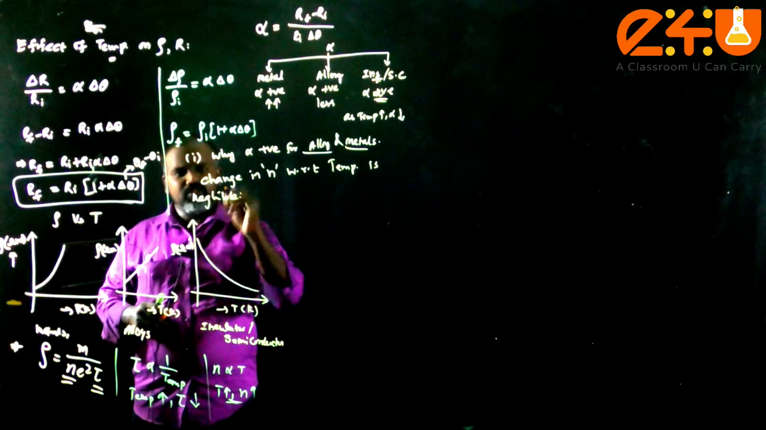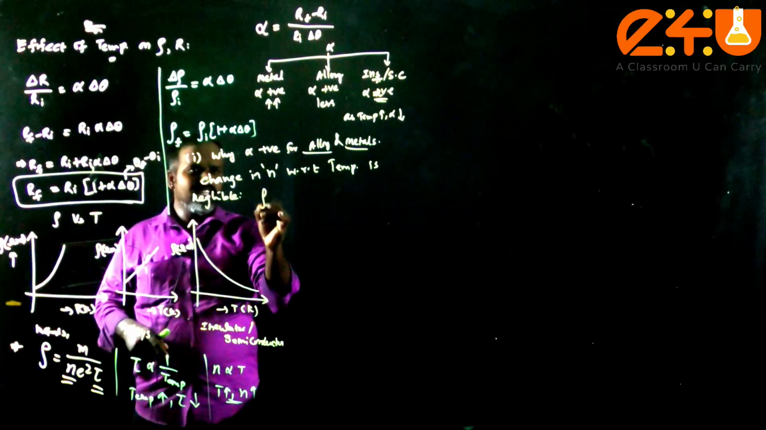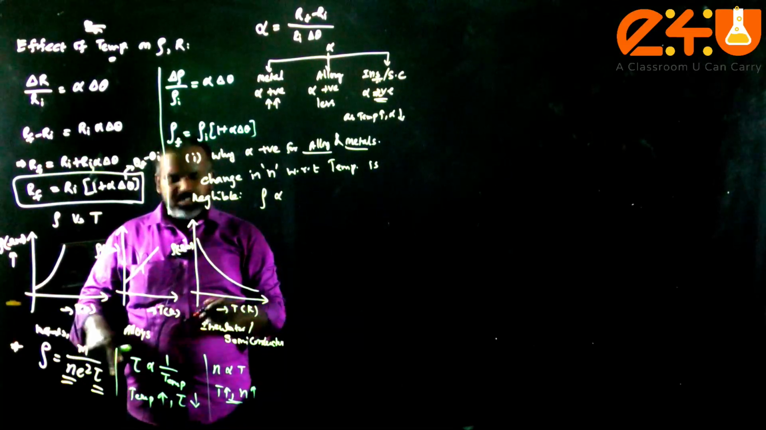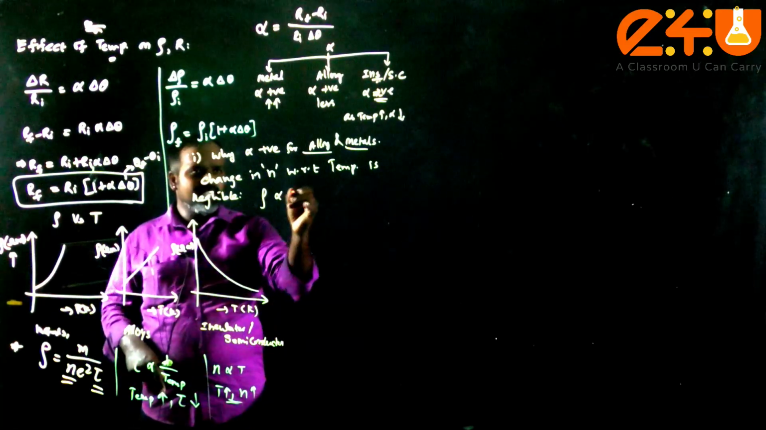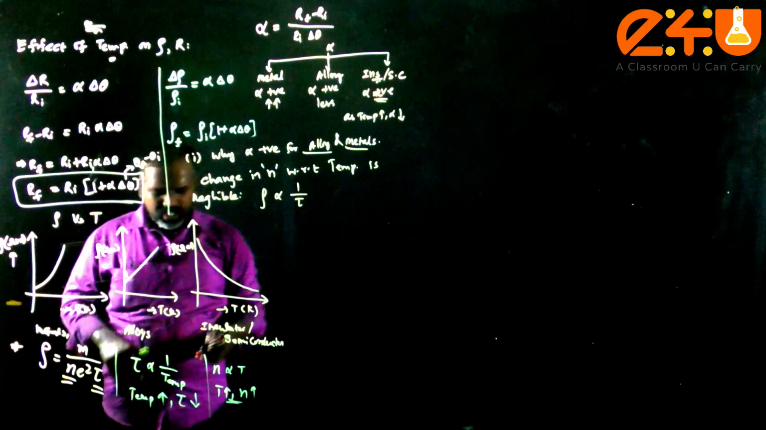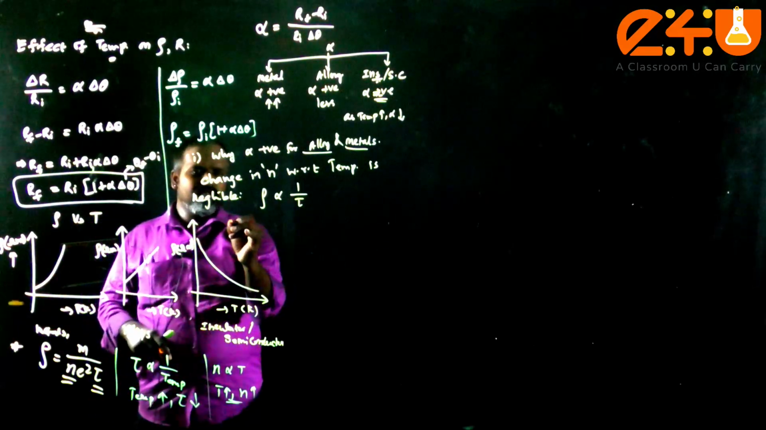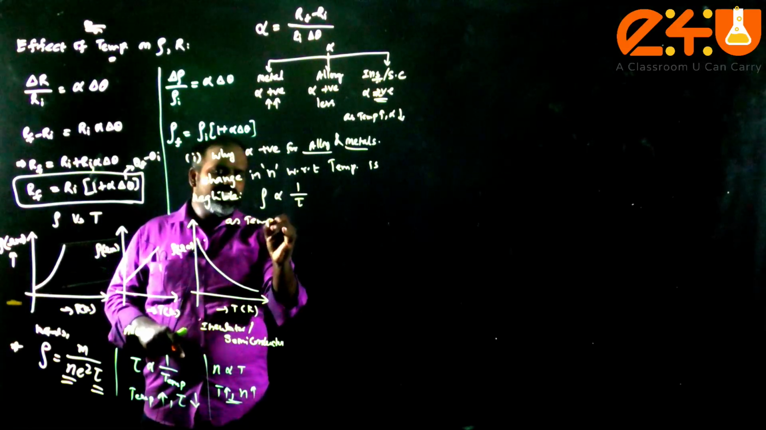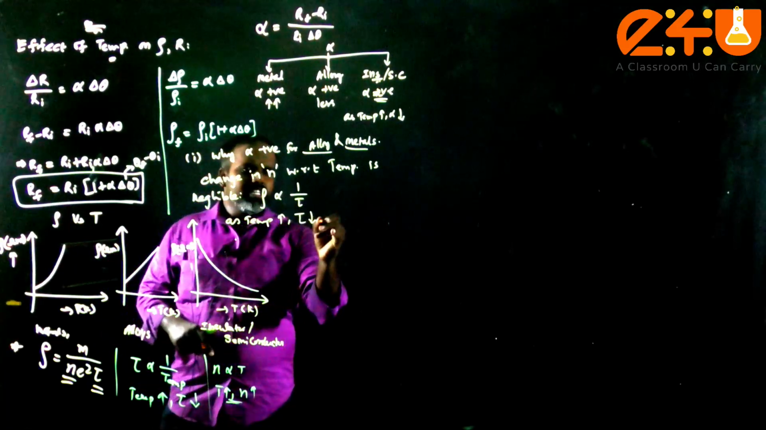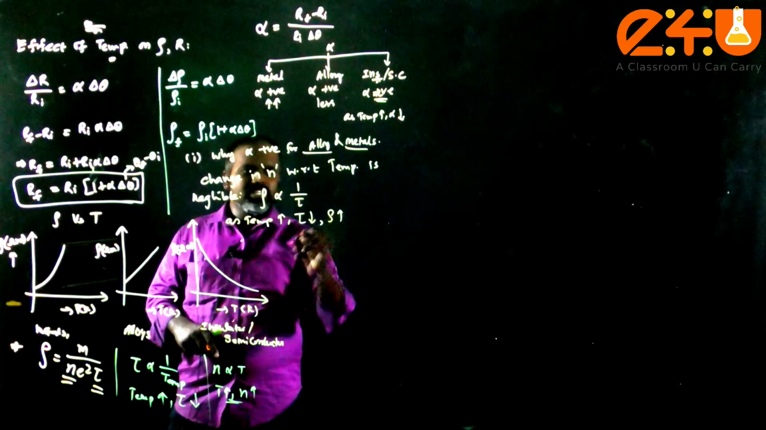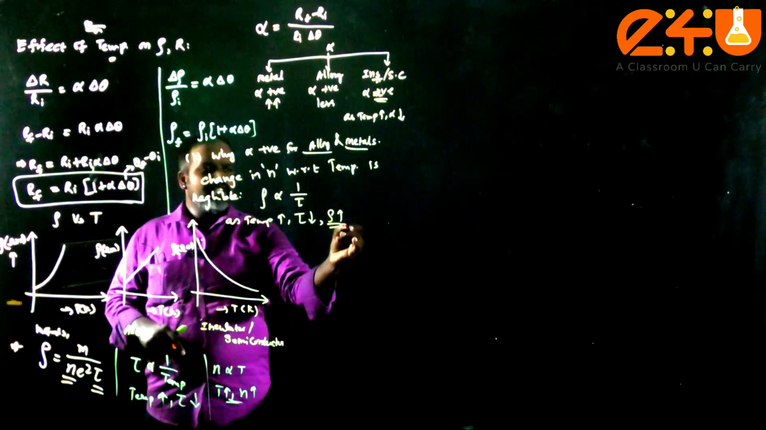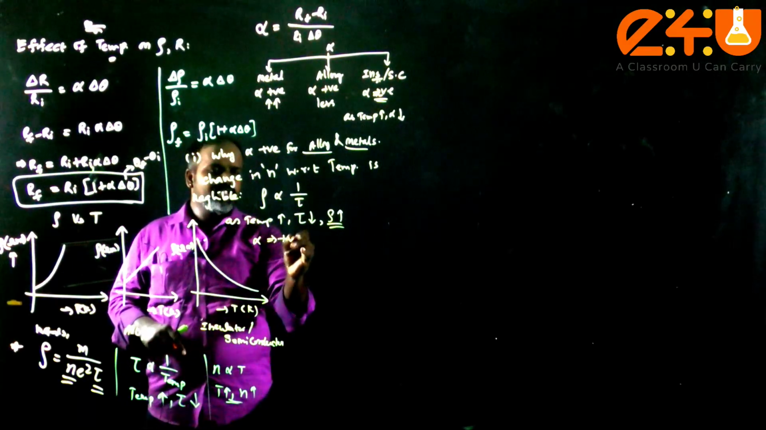So because of that reason, I can write the dependence of resistivity on the variable parameters as 1 by tau. Yes, as temperature increases, tau will decrease. So therefore, as temperature increases, tau will decrease, therefore rho will increase. When rho increases, alpha has to be a positive value.